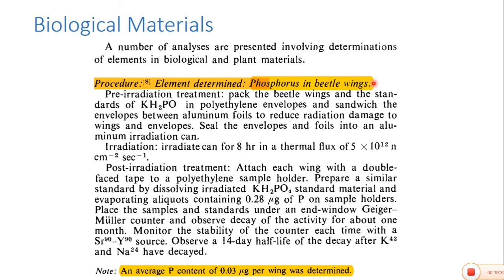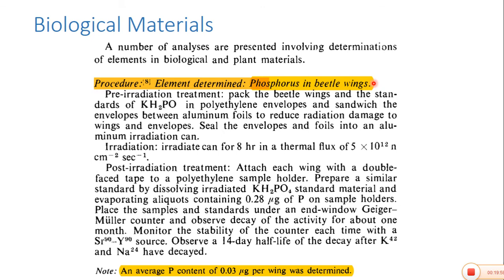So what is the pre-irradiation treatment? It is the preparation of the sample for the irradiation process. Pack the beetle wings and the standard of potassium biphosphate in a polyethylene envelope, and sandwich the envelope between aluminum foils to reduce radiation damage to the wings and envelopes. Seal the envelope and foil into an aluminum irradiation can.